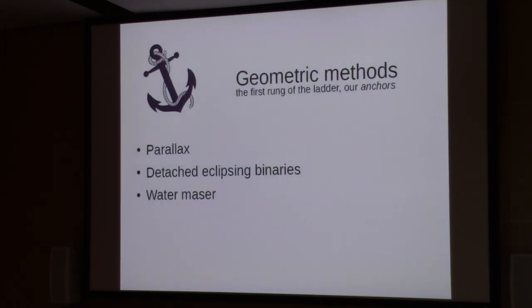So now I will start climbing up the ladder. So the first rung of the ladder, these are the geometric methods. So they are the most precise methods that we have. They are needed to anchor secondary distance indicators, to calibrate their zero points. Zero points of methods such as period-luminosity relations for classical Cepheids. So I'll start with the parallax.